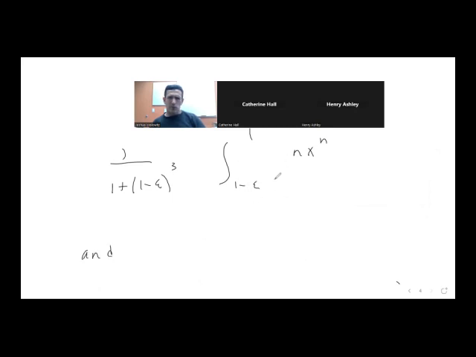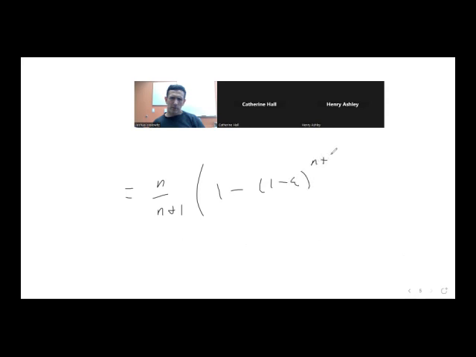There's nothing really to it. That's just the fundamental theorem. So n plus 1 over n plus 1, 1 minus epsilon. Same kind of thing is going on. This is n over n plus 1, 1 minus epsilon, and because epsilon is positive, this goes to 1.